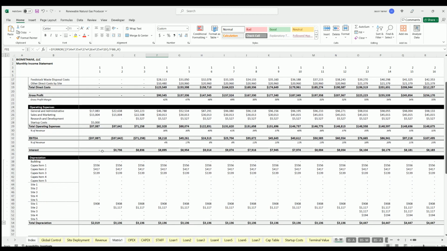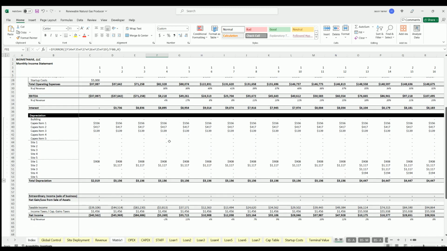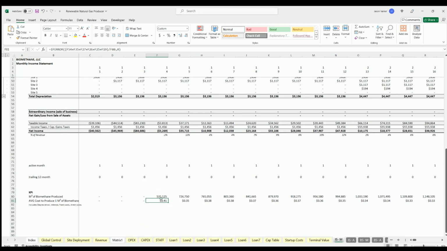It's also going to include interest and depreciation, because these things are necessary to produce the gas if you're borrowing money to build the site, and obviously the cost that you're using your down payment or equity contribution for, with those site costs depreciated over time. Those are all part of the final cost to produce. So we're taking all those costs against the cubic meters produced per month.